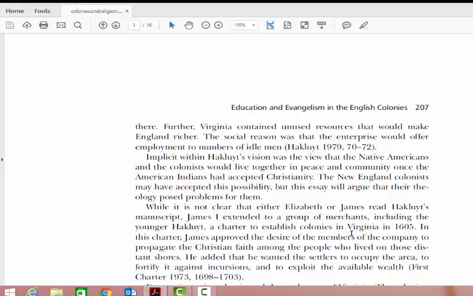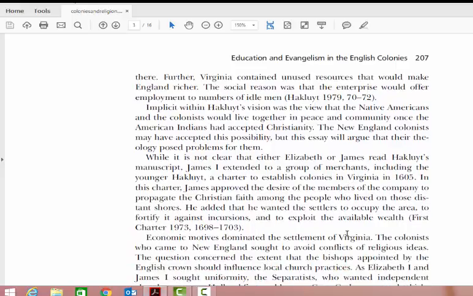Now look right here, it says, here's the first charter. While it's not clear that either Elizabeth or James read the manuscript, James first extended to a group of merchants, including the younger Hakluyt, a charter to establish colonies in Virginia. So this was the first charter. The charter actually traveled in a large chest, and it was on the ship.